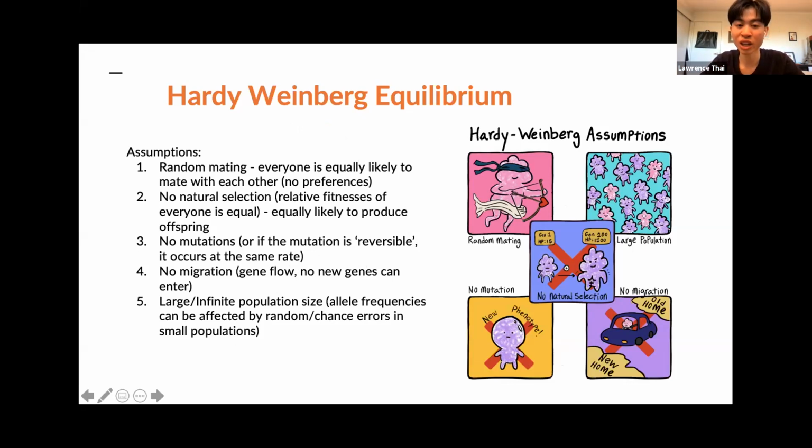And we also need a large population. The best would be infinite, but it has to be large enough so that the allele frequencies aren't affected by chance. There are going to be variations by chance because evolution is random. These little random errors, we want to negate by having a really large population size, so our allele frequencies don't deviate too much.